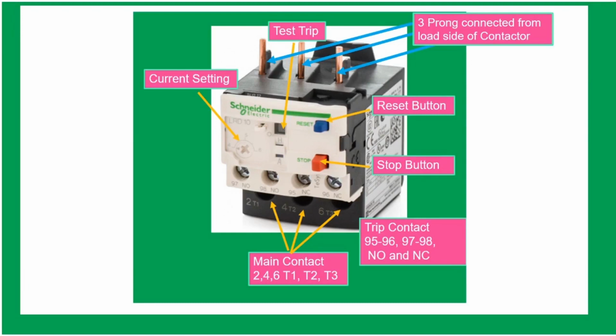Parts of the overload relay: current setting. To set the current setting of the motor, you need to know the full load current and multiply it by 1.25, or 125%. Stop button, used to stop the motor. Reset button, a manual reset should be done after the motor has tripped.